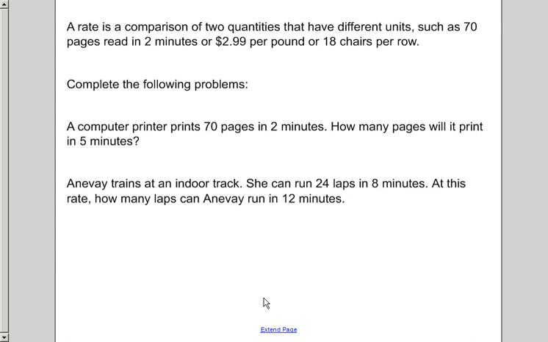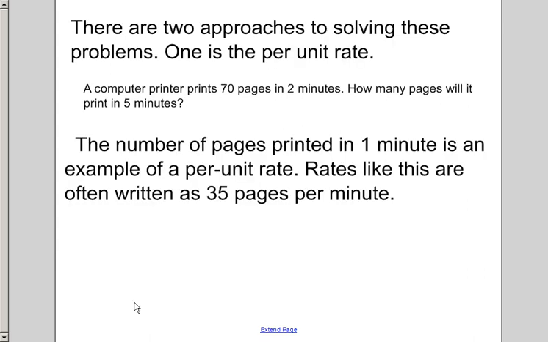So here are two problems that we're going to be working on. A computer printer prints 70 pages in 2 minutes. How many pages will it print in 5 minutes? And then a second problem, Anave trains at an indoor track. She runs 24 laps in 8 minutes. At this rate, how many laps can she run in 12 minutes? So both of these are examples of rate problems looking at quantities. So there are two ways that we could solve these problems.